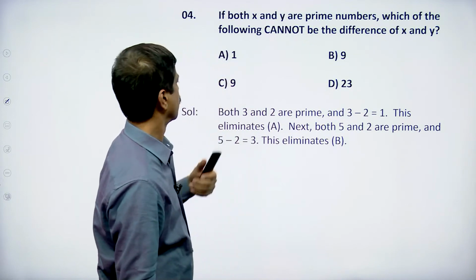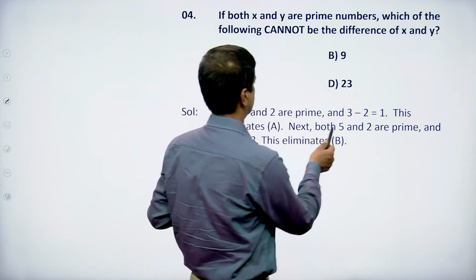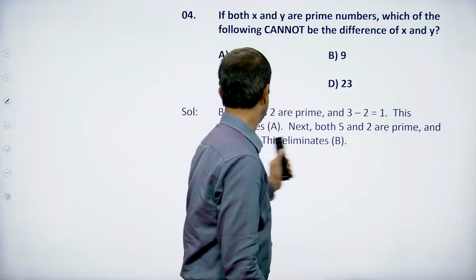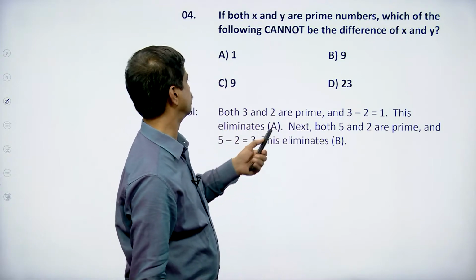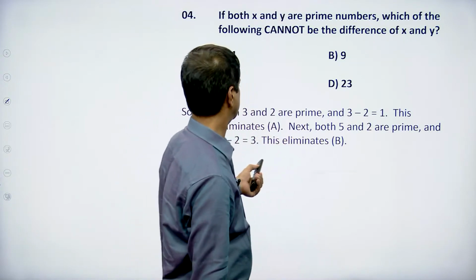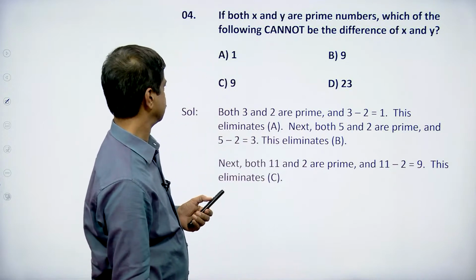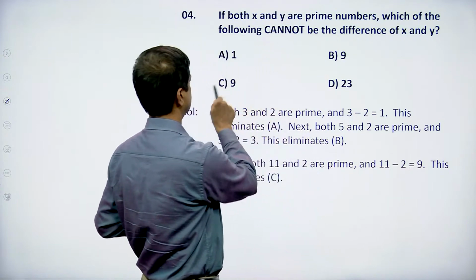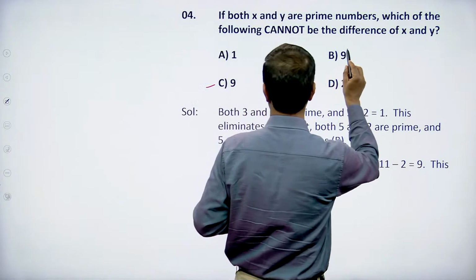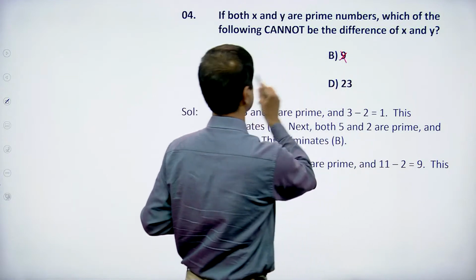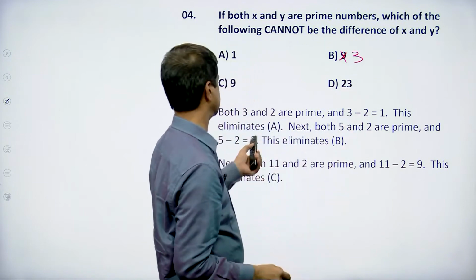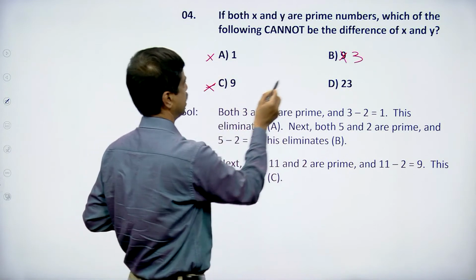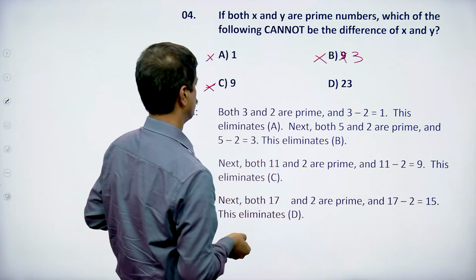Here we are seeing. So maybe you take some other numbers, 5 and 2 as prime numbers, and 5 minus 2 is 3. 11 minus 2 is 9. So this eliminates C, and maybe this is 3, children, not 9, because 2 places it cannot be 9. So if it is 3, then it is eliminated. This is also eliminated. This is also eliminated. So now what happens?